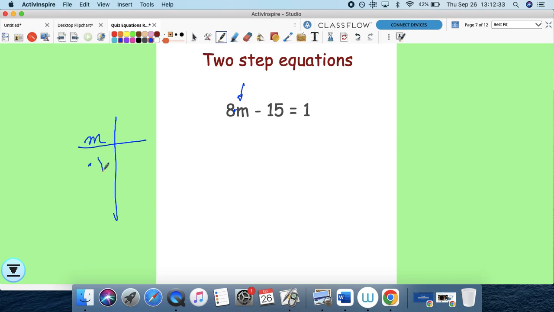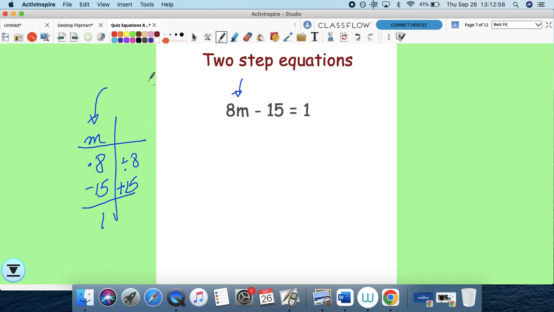I'm multiplying by 8. I'm subtracting 15, and that equals 1. So notice that whatever is written here, I just wrote it this way. Same exact thing. Now, to find the value of m, what number multiplied by 8 subtract 15 equals 1, to find that, I'm going to use inverse operations. First of all, I'm going to add 15 to both sides and then divide both sides by 8.